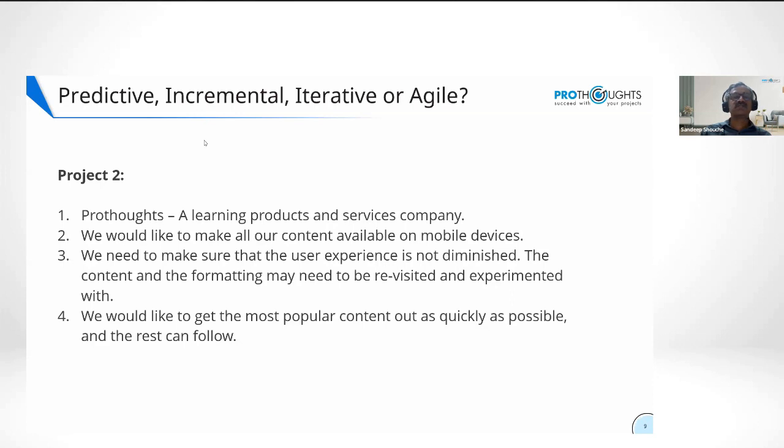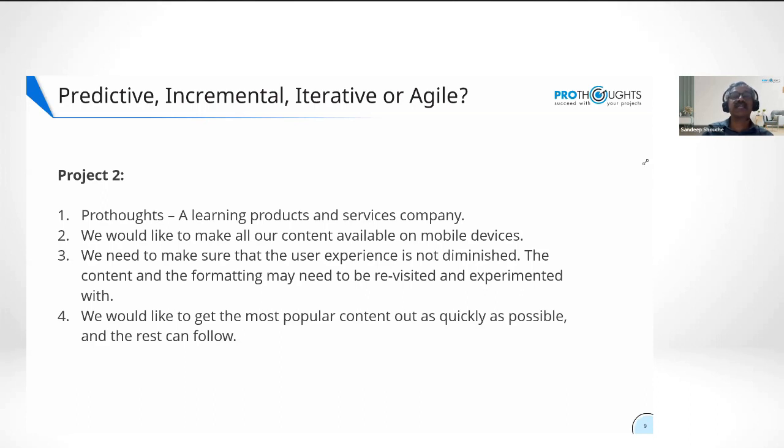So again, let's see this project. We think there is an opportunity to go mobile. A lot of people use these devices to access everything these days. I mean, they are always lost in their devices, most of them, especially the younger lot. I don't belong to the younger lot, but anyway.